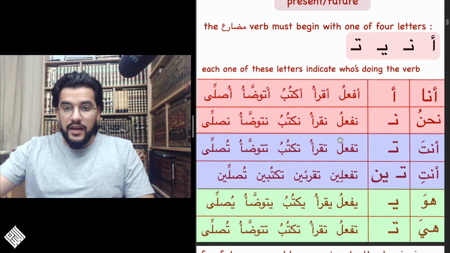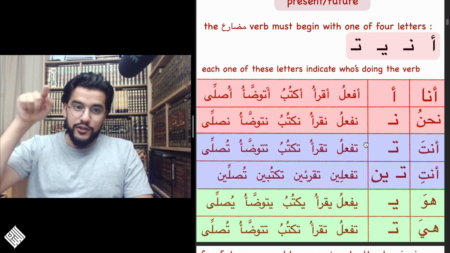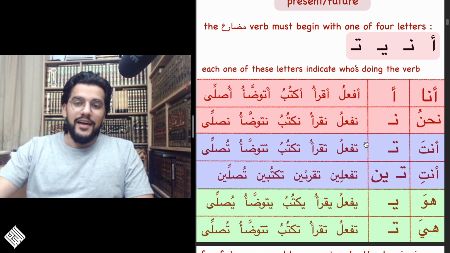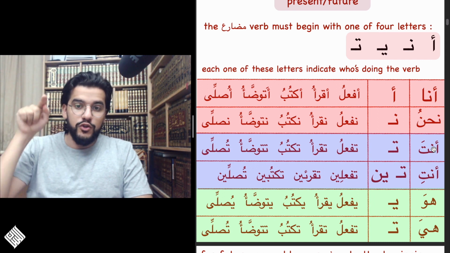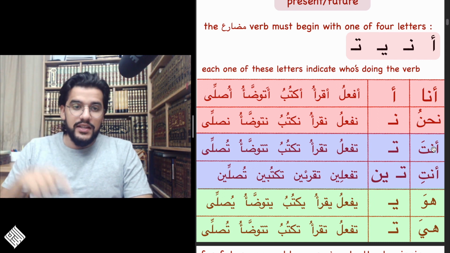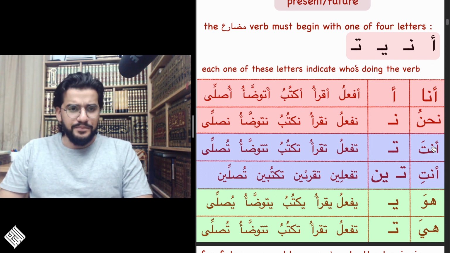Alright. Now, if you are doing the verb and you're a male, then the verb would begin with a ta. So, أنت تفعل, you do. تقرأ, you read. تكتب, you write. تتوضأ, تصلي, and so on.